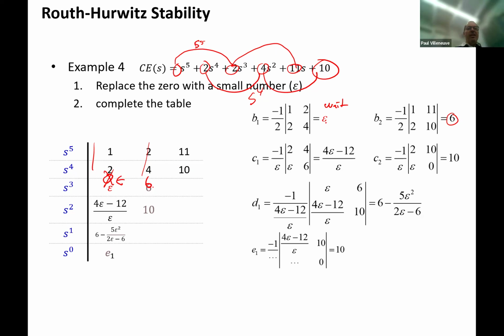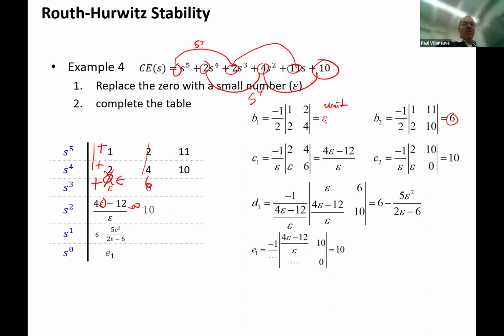If I allow E to approach a very small number, let's call it 0, what happens here? It's negative 12 divided by a really small number, right? Which is minus infinity. I'm going to assume that E approaches 0 from a positive number. So those are 3 positives. Now I can see that I've got a negative number over here.